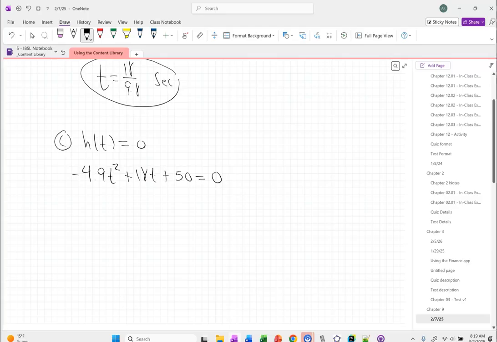So this is the equation we're going to solve. What type of an equation is this?